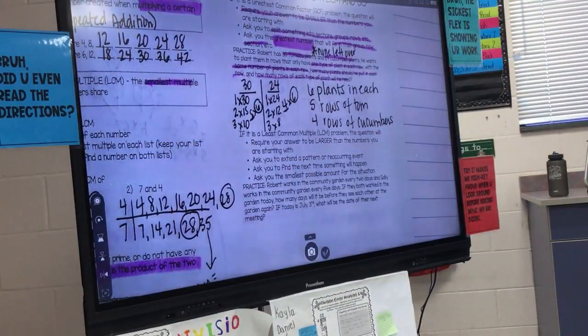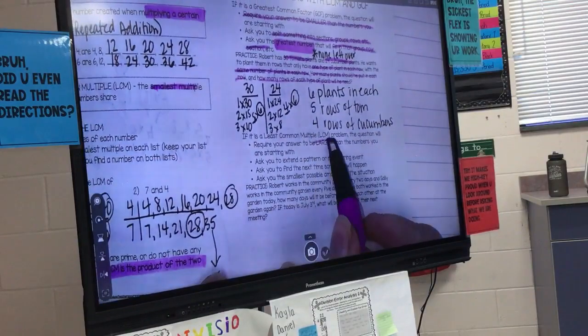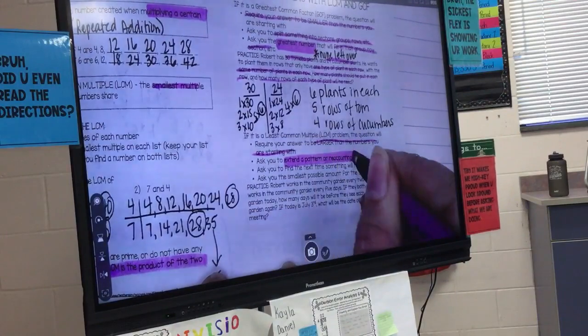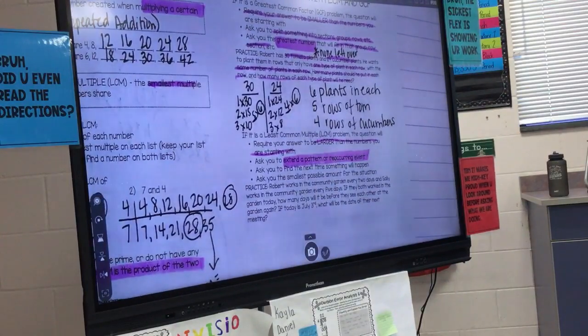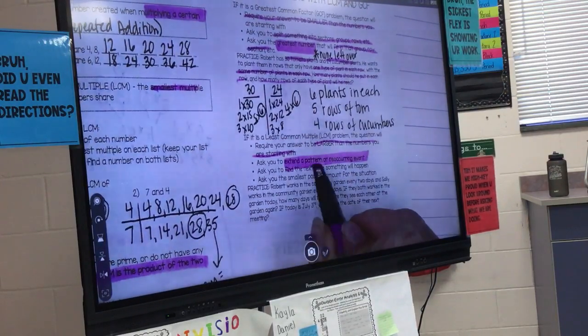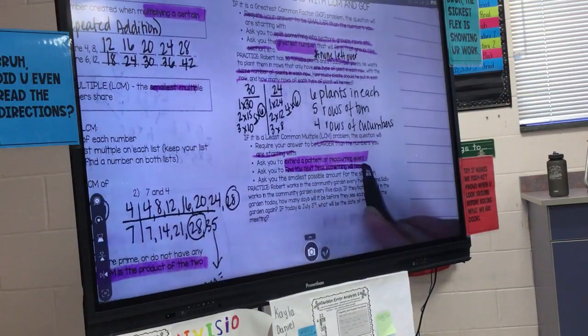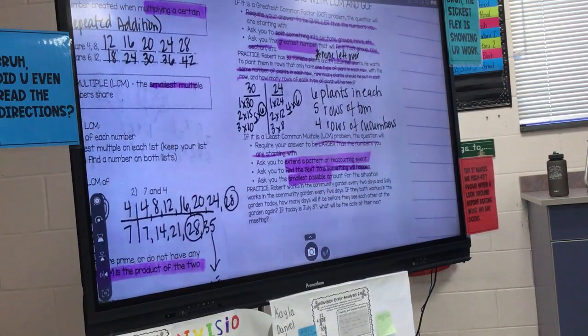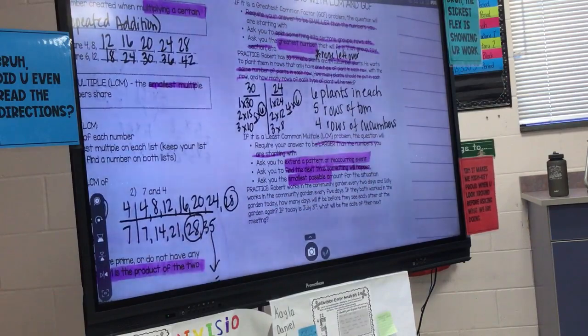LCM. It's going to require you to find the largest number that it starts with. It's going to ask you to extend a pattern or reoccurring events. So it'll have something to do with this person has this sport on these days. When will the next day be that they have the same sport? You're finding when the next thing will happen, and you're trying to find the smallest possible amount. So you're going to see words like smallest, least, minimum, those kinds of words.